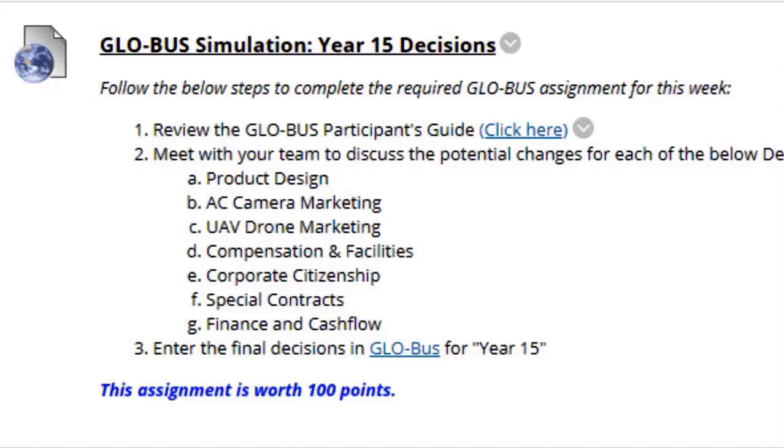I have seen teams in the past win the simulation by taking a lot of risk in Year 15 because they knew there was no Year 16. Now, that's up to you. You don't have to do that. You can stick with your same game plan if you want to. I at least just wanted to share the information with you.